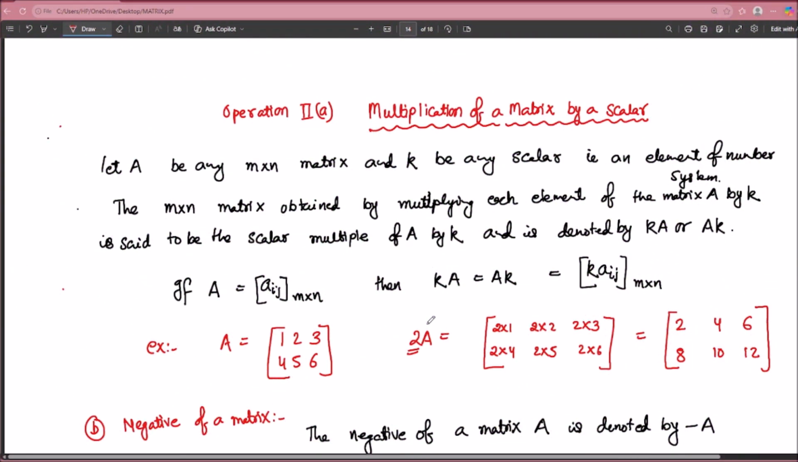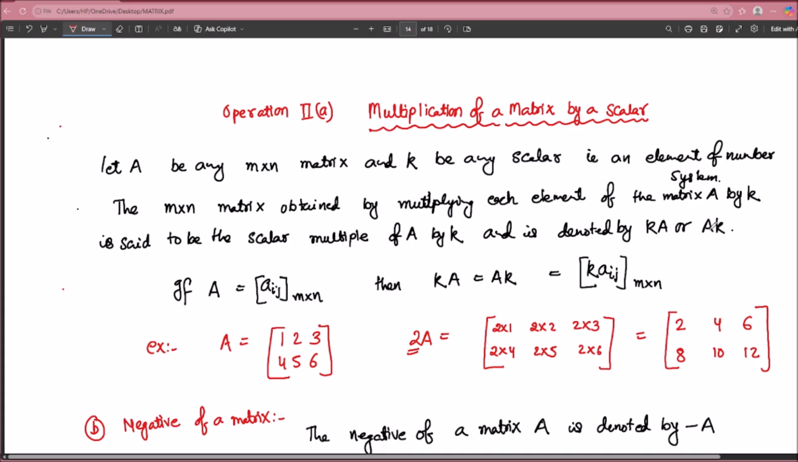So we are starting here the operation number 2, that is multiplication of a matrix by a scalar. Let A be any m into n matrix and k is any scalar, that is any element of a number system. That means k can be positive or negative. Then the m into n matrix obtained by multiplying each element of the matrix A by k is said to be the scalar multiple of A by k, and it is denoted by k times A, or we can say k A into k.